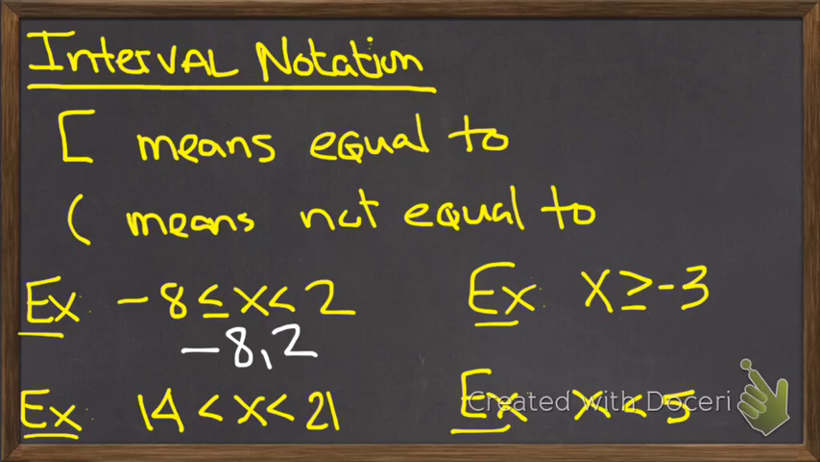Equal to means a bracket. That's a bracket on negative 8. That's a parenthesis on 2. Negative 8 is less than or equal to x, which is less than 2, means that your interval goes from negative 8 to 2. When you're including negative 8, it gets a bracket. Not including 2, so it gets a parenthesis.